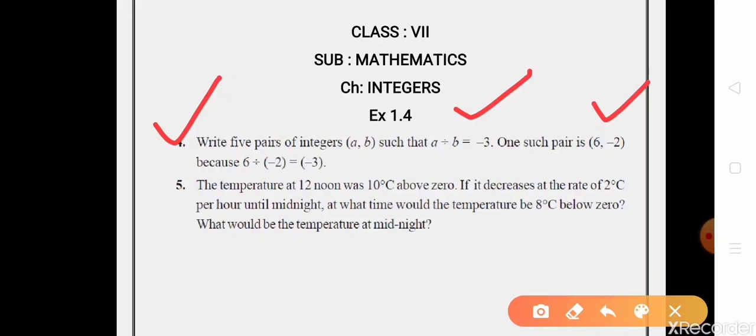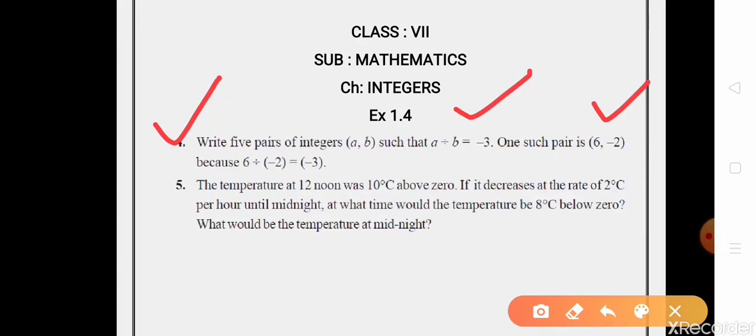While writing, remember that either your a can be a negative integer or your b can be a negative integer. The only thing you remember is that whatever numbers you are writing, whenever you divide them with each other, the answer should be -3. And there is one more thing. You cannot take both the numbers to be negative integers.